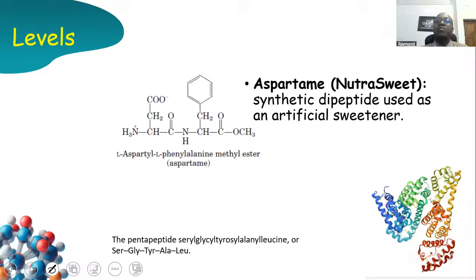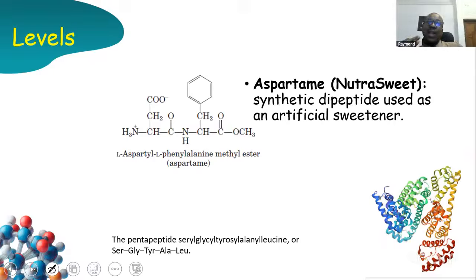So this molecule you're seeing here is called aspartame. Aspartame is an artificial sweetener. It's a peptide. Usually they use it in pediatric formulation to produce drugs for children, because usually children don't like things that are bitter. So they usually add this aspartame to sweeten the drug so that children can actually easily consume those drugs.